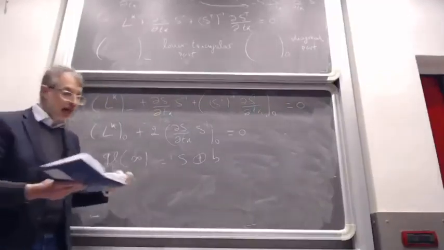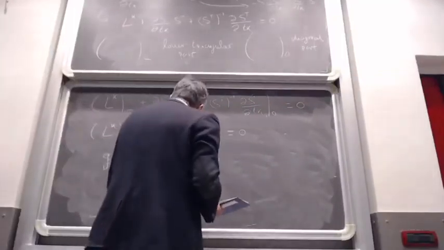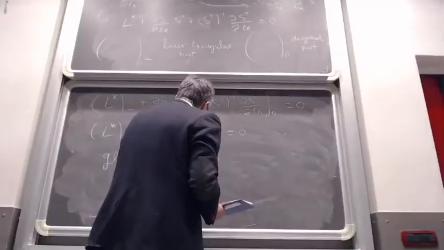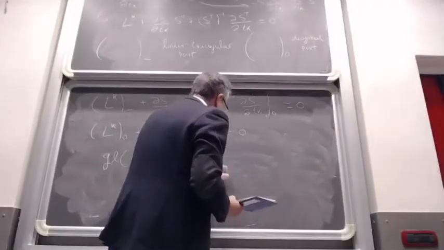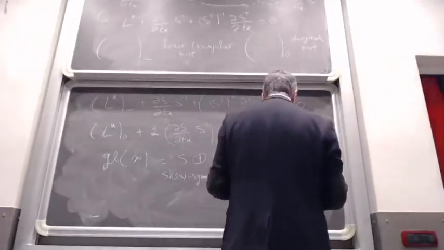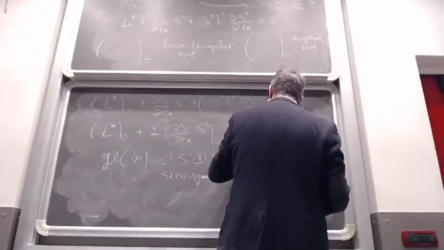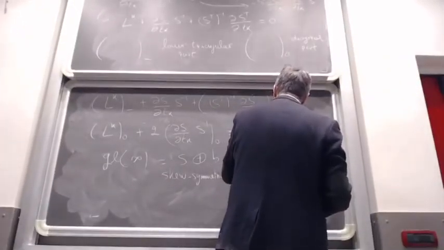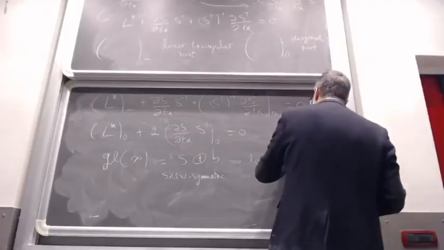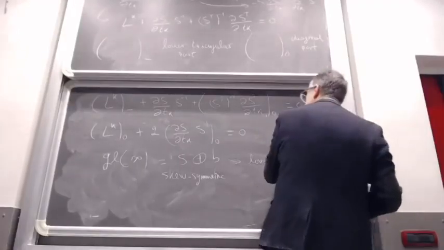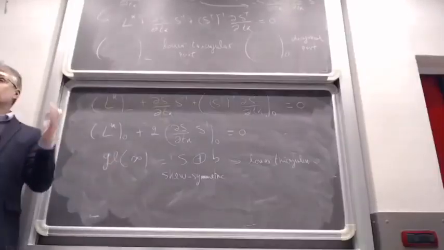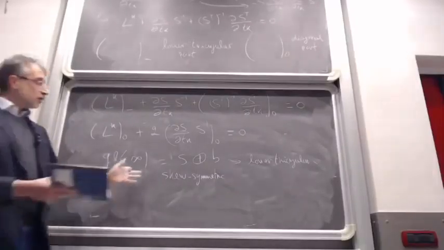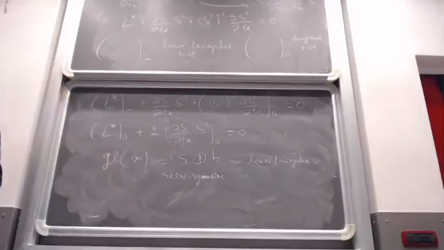So S are the skew-symmetric matrices, and the part that I indicate with B are the lower triangular matrices. Okay, so we split any matrix into a skew-symmetric part and a lower triangular part.